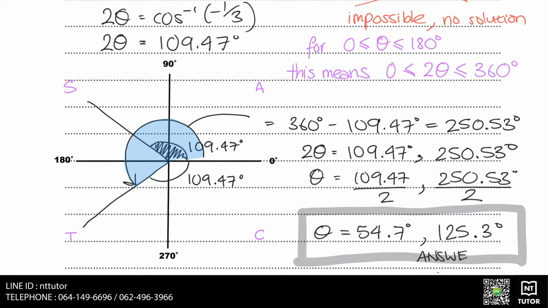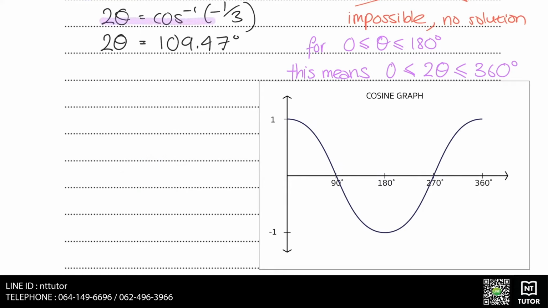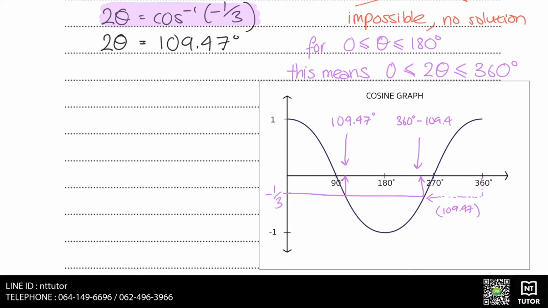The other way to work out the other corresponding angle is to look at the cosine graph. If we go to minus 1/3 in the cosine graph and draw a straight line, the first point it hits the graph should be at 109.47, but there should be another one on the other side of the graph. If we continue the straight line, it should hit the graph there, and since it's symmetrical around 180, the other angle that gives minus 1 over 3 must be 360 minus 109.47. Therefore, we have the same answers for both methods.